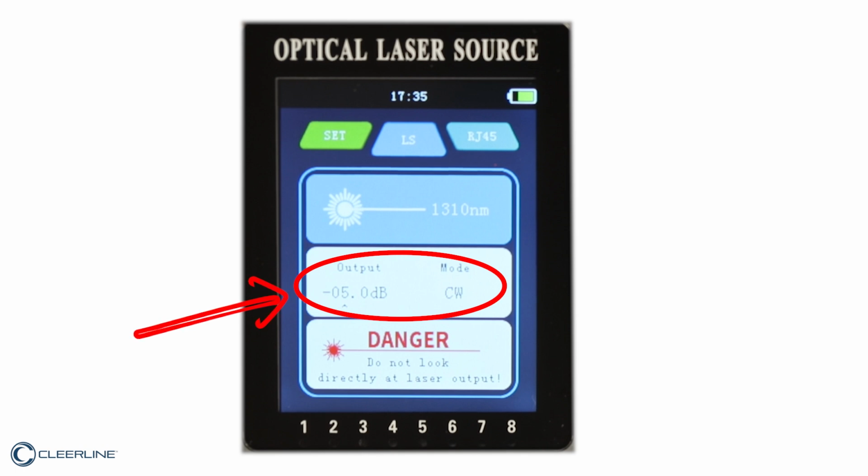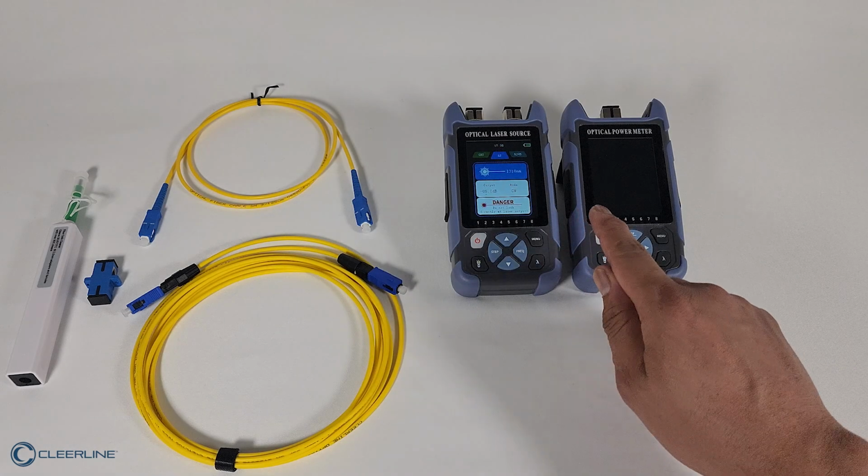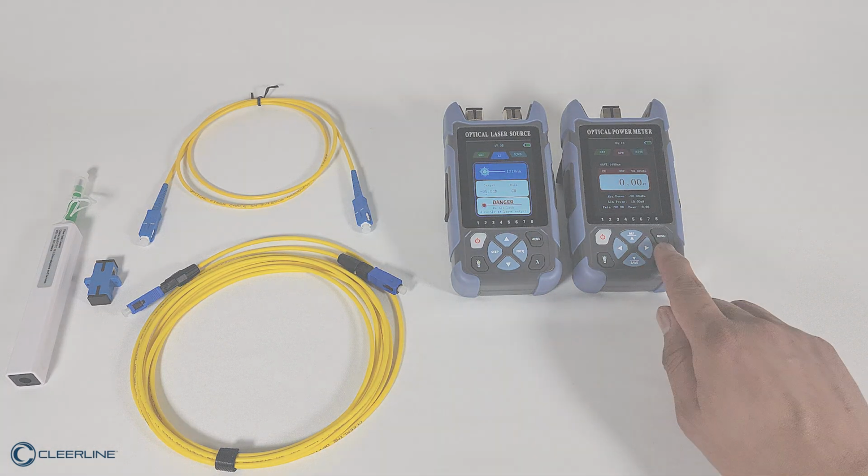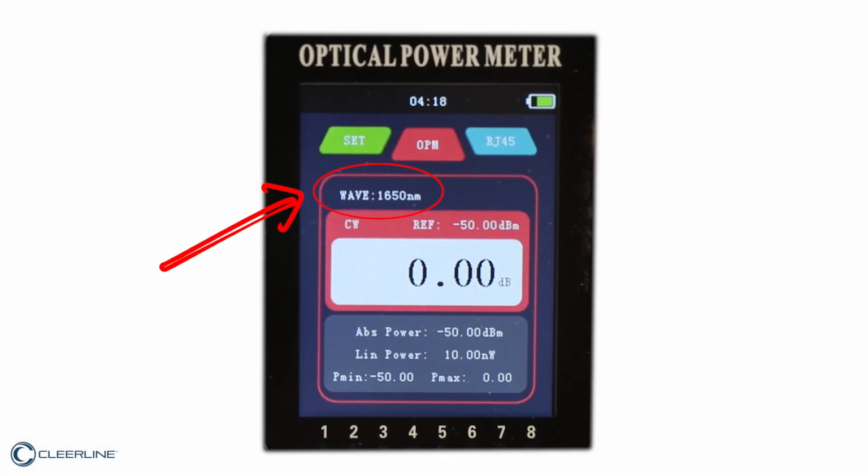For instructions on how to set the output power and mode, please refer to the instruction manual included in your kit. Now let's power on the OPM, and again confirm the auto off function is not set to on. Select wavelength until it matches the OLS, in this case 1310.